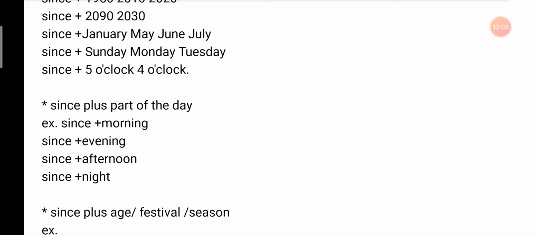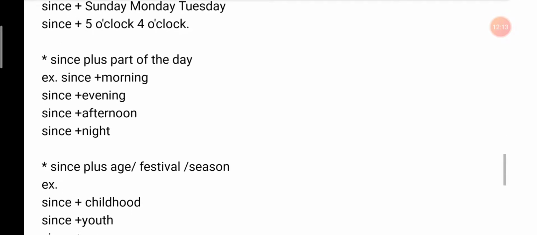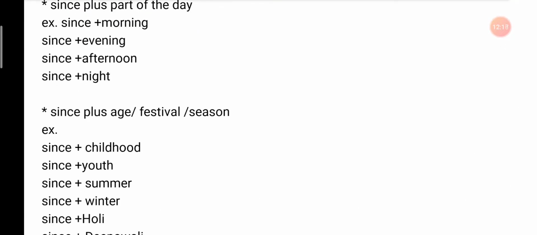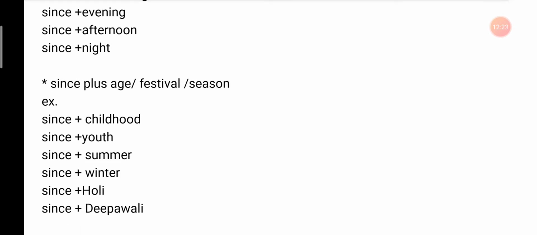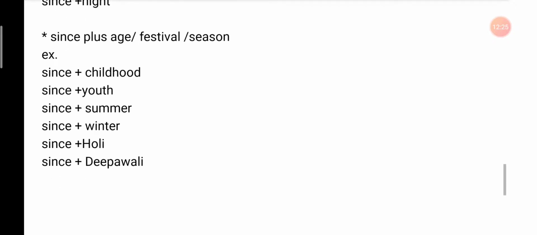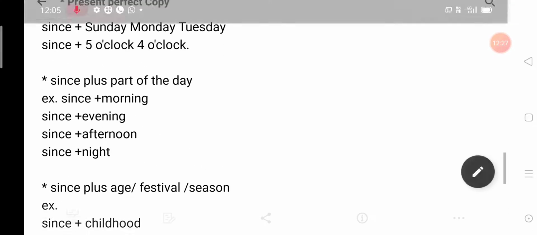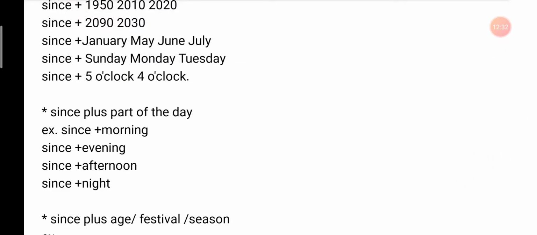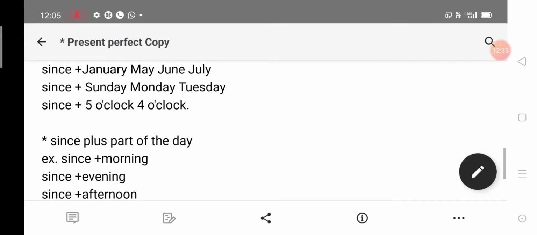You can also use since before the parts of the day, such as since morning, since afternoon, since noon, since evening, since night, since midnight. Again, since is also used before age, festival, season, such as childhood, youth, summer, winter, Holi, Deepavali, etc. I hope you have understood the use of for and since.